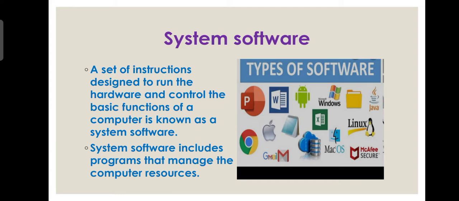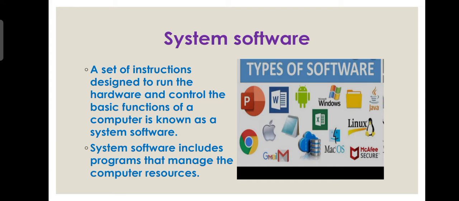I don't tell anyone about my secret, but my secret is that system software is more important than the application software. That is the second type of software. Why it is, I'll tell you later on. First let's move to the system software.